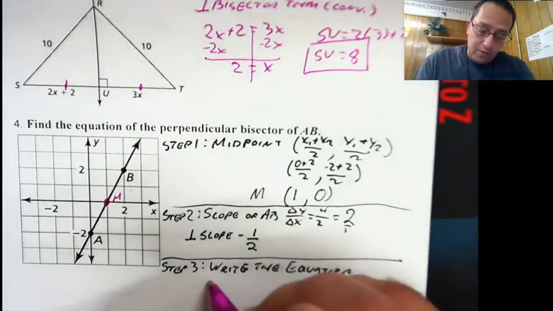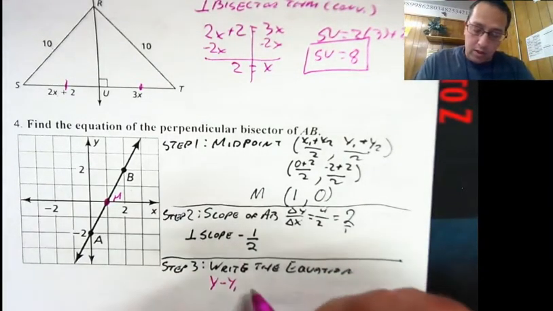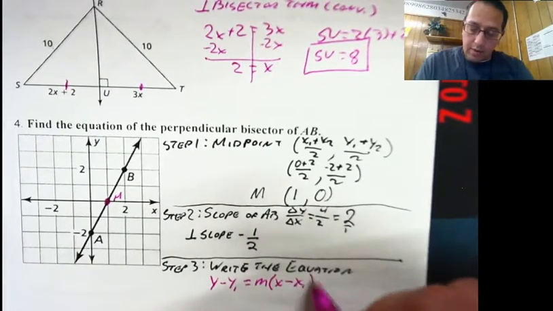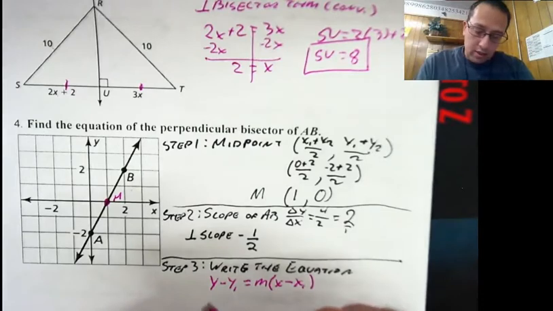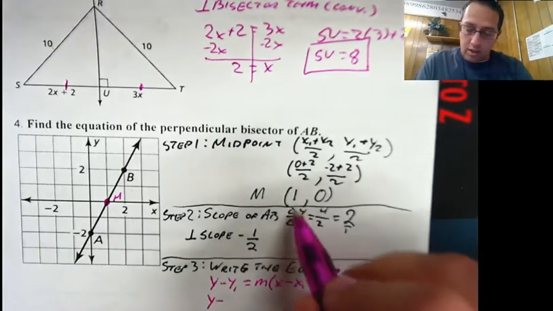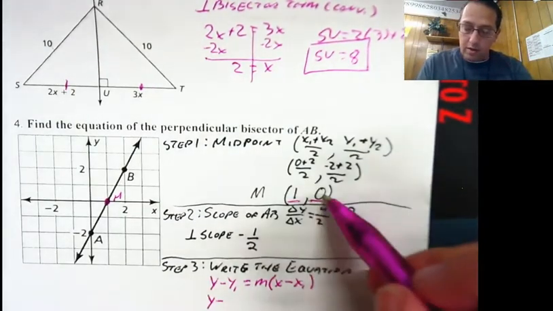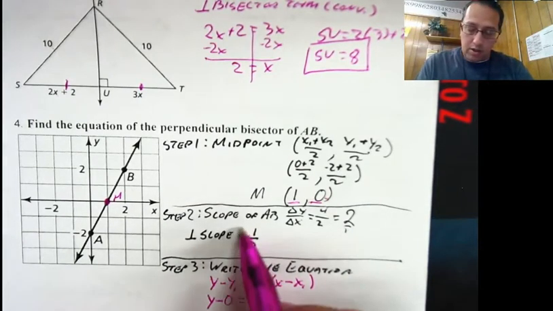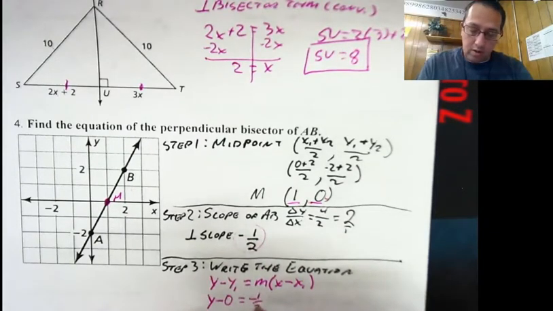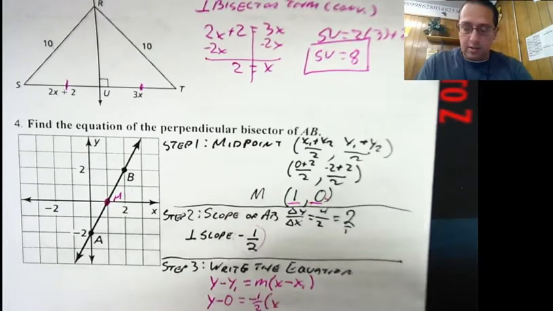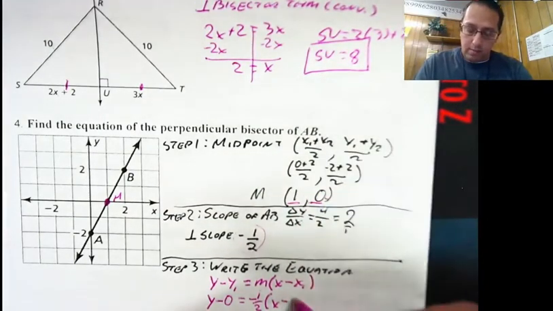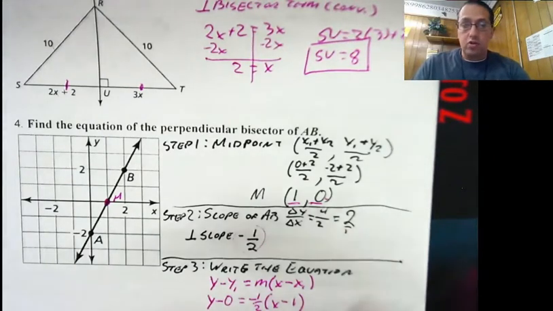I'm going to use point-slope form, which, if you'll remember, is y minus y1 equals slope times x minus x1. And now I'm going to plug in what I know. Y is just y. Minus y1 is the y value of my midpoint, the point that I have, so 0, equals m, my slope, which is right here, this -1/2, times x is x, minus x1, which is the x value of this point, so 1. And now I'm just going to simplify this, get y by itself, so it's still going to end up in slope-intercept form, which is good.